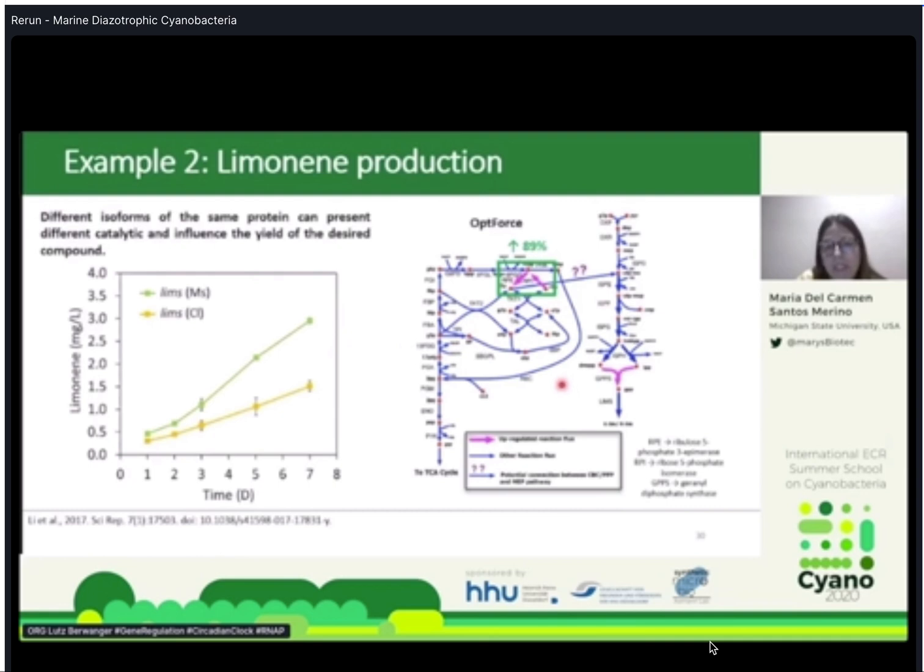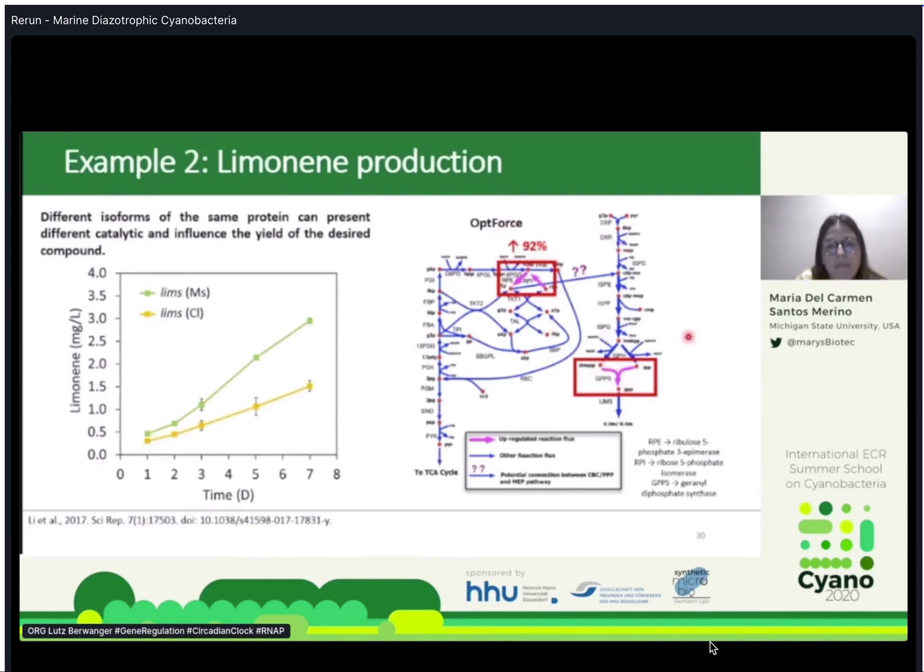In the first place, they identified that the overexpression of ribulose-5-phosphate epimerase and isomerase was enough to increase limonene production by around 89% in silico. Combining this overexpression with the overexpression of geranyl diphosphate synthase, the production increased by 92%.